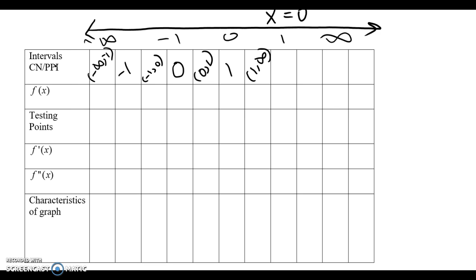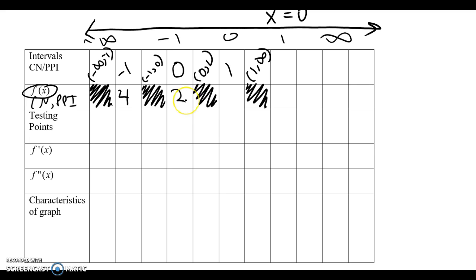Now in the f of x column, you're going to find the function value at your critical numbers and your PPIs. So you don't need to fill in this box here where the intervals are. You can scribble them out, make it like a checkerboard. Plug negative 1 into your original function to figure out the y coordinate. After plugging negative 1 in, we'll get 4. Plugging in 0, we'll get 2. And plugging in 1, we'll get 0.